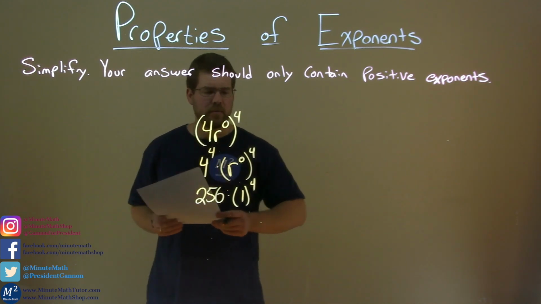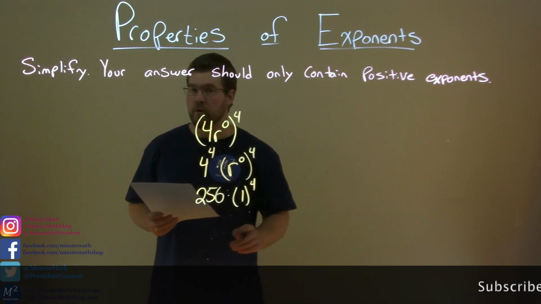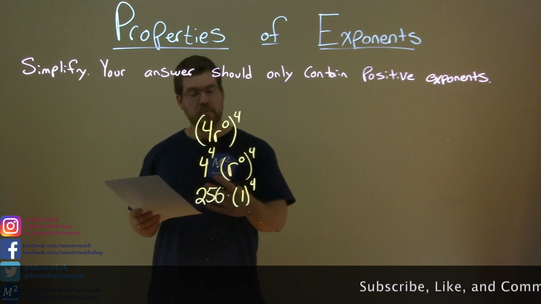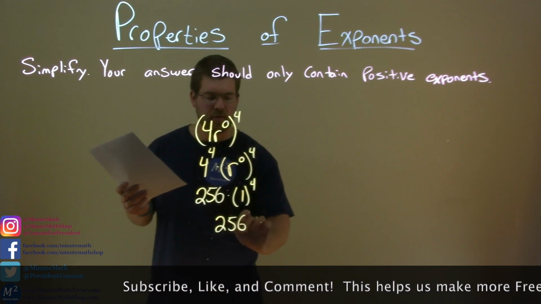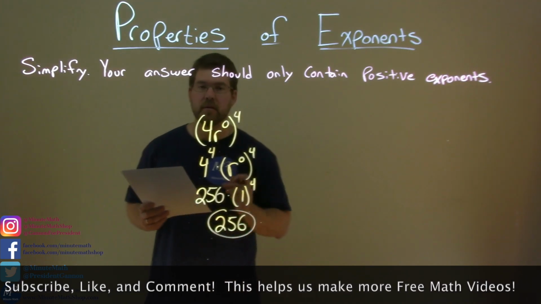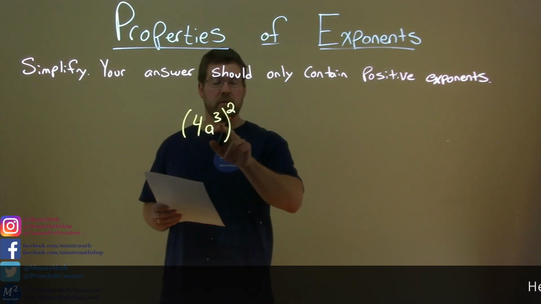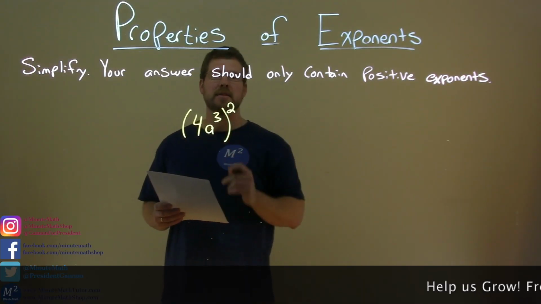Well, now this becomes fairly easy. 1 to the 4th power is just 1. 1 times 256, 256. So our final answer here is just 256.